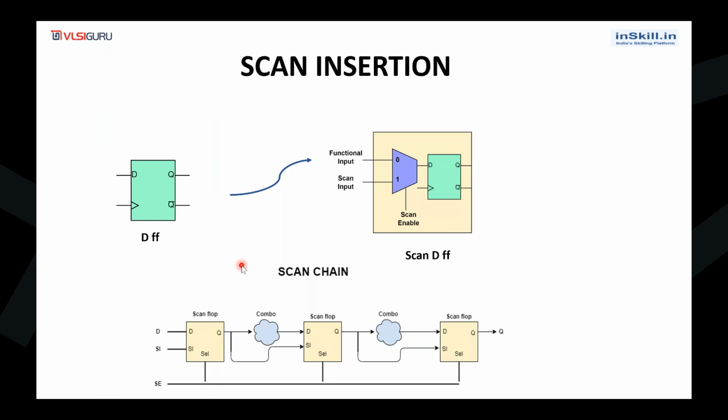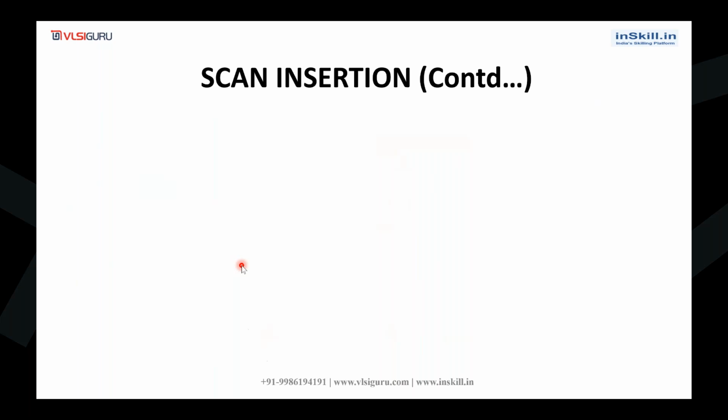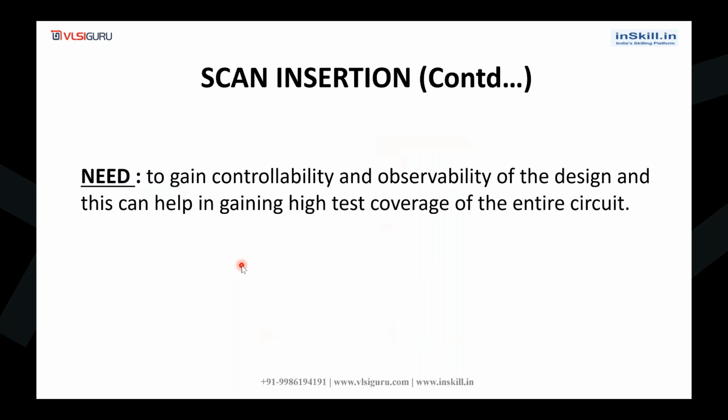Now why do we need to go for scan insertion? Why do we have to convert the normal flops into scan flops, and why do we need to stitch the scan flops into a scan chain? Why do we need to do all these things? We'll try to understand.